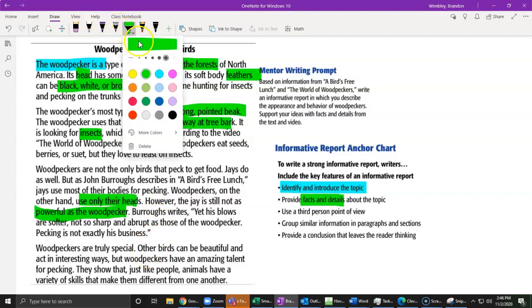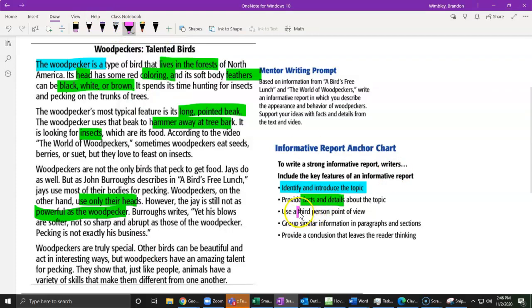Now this next one is kind of a key important part. It's called using a third person point of view. What that means is we're not saying the word I in there. We're talking about another creature. So we're going to use the word it, or they, or she, or the. We're not going to say I because we're not that woodpecker. And we're not going to say I because it's not a story. So notice throughout this whole thing, we're using the third person to talk about woodpeckers.